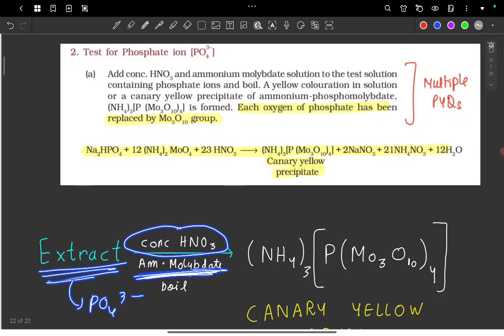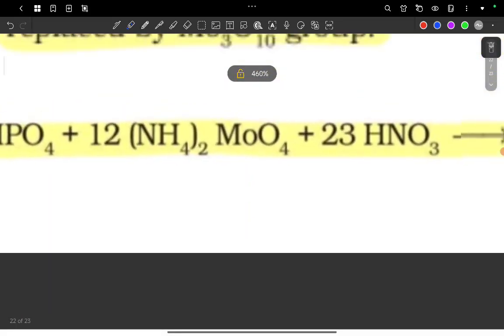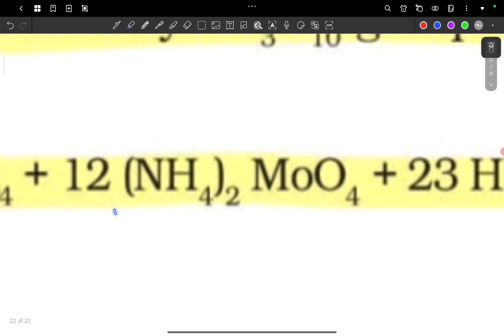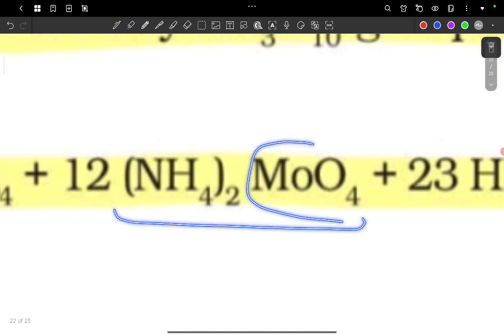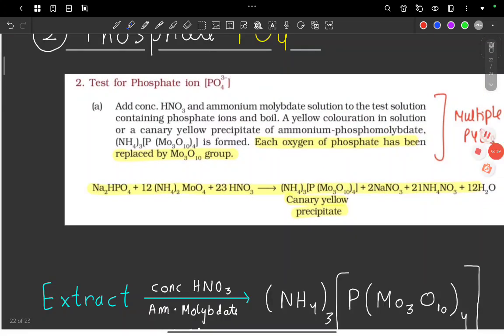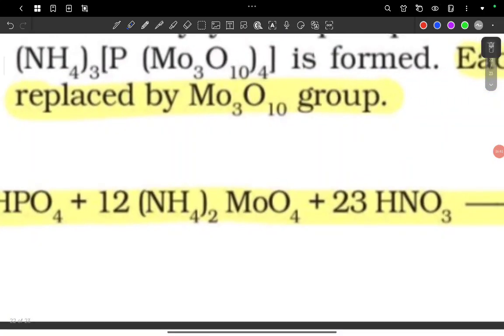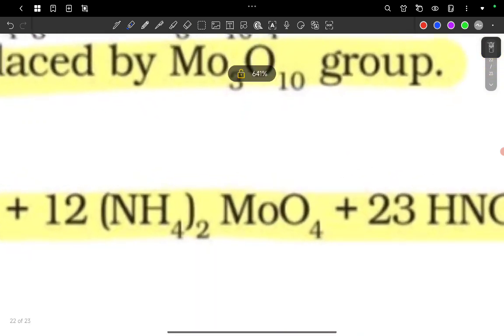Ammonium molybdate. What is the formula for ammonium molybdate? This is ammonium molybdate. Like here you can see, this is MoO4, and here you have to remember that the oxygen is in -2, molybdenum is in, what is the oxidation state of molybdenum? It is +6. This is -8 in totality.